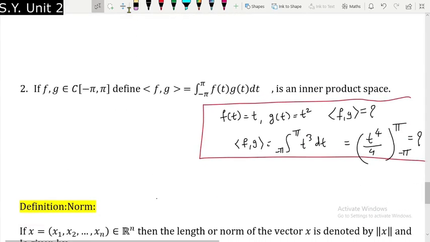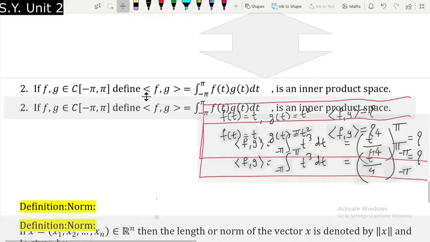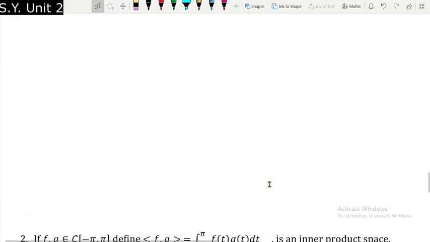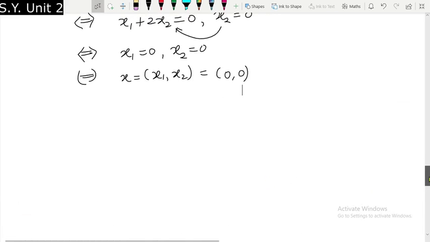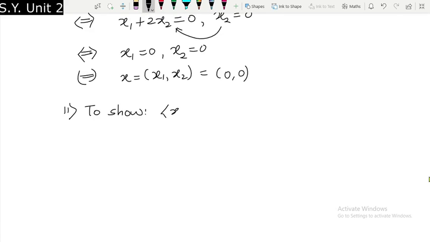Now we will move towards the second property, and in the second property we have to prove that the inner product of x with y is equal to the inner product of y with x. So to show this, I will say consider LHS.